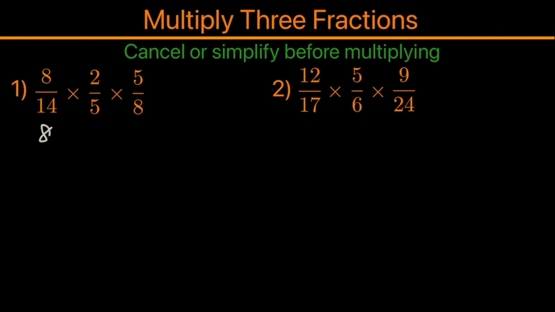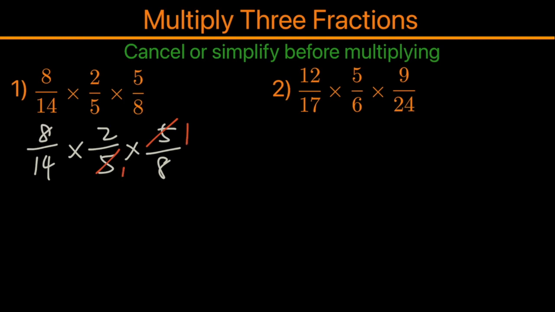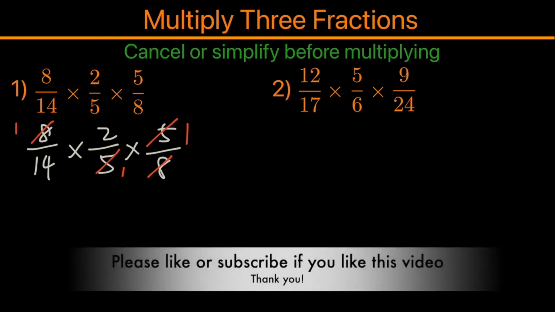And we can go ahead and write this out. And from here, we can see the 5 and 5 can cancel out, so they'll both become 1. And let's see if there's anything else. 8 and 8 also cancel out. Then we have 2 and 14. They can both be divisible by 2. So 2 will become 1 and 14 will become 7.